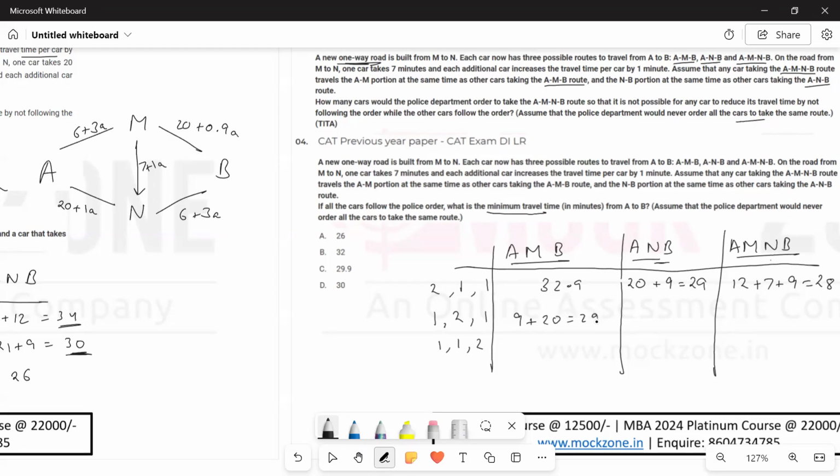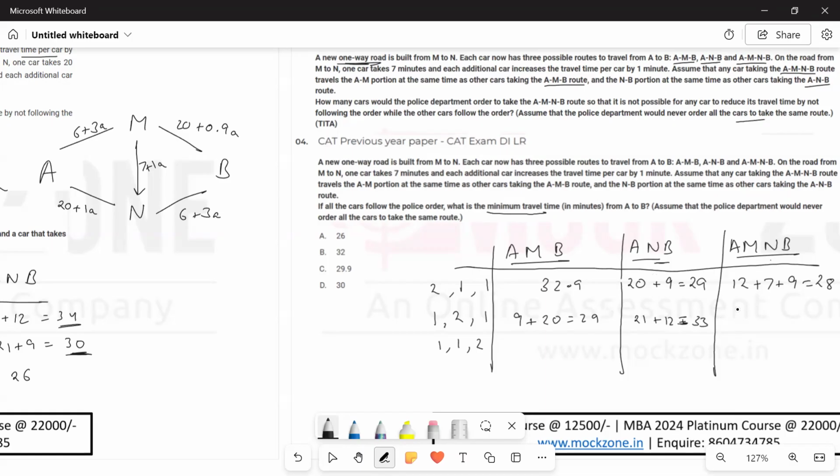Total 29 minutes. अब टू कार्स जा रही है A and B में, तो A से N में दो गाड़ियां आ रही है, which is 21 minutes each. Plus NB में कितनी गाड़ियां जा रही हैं? तीन, which is 12 plus 12. This is how much? 33 minutes.